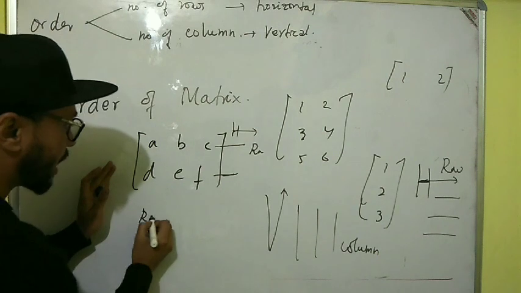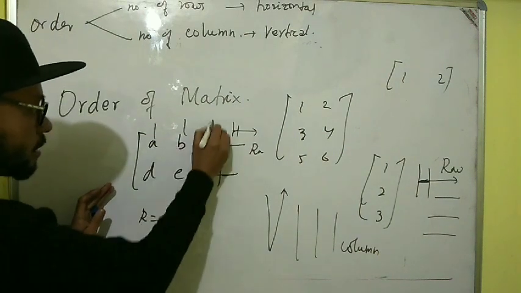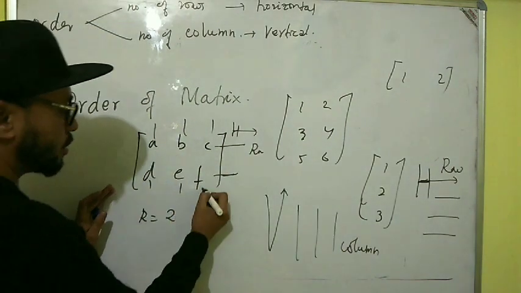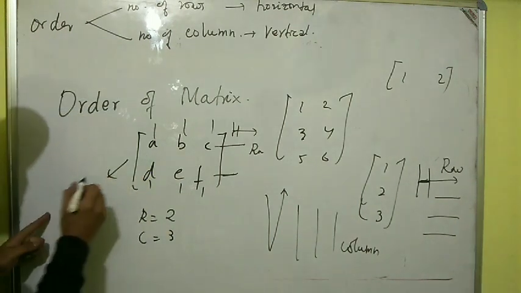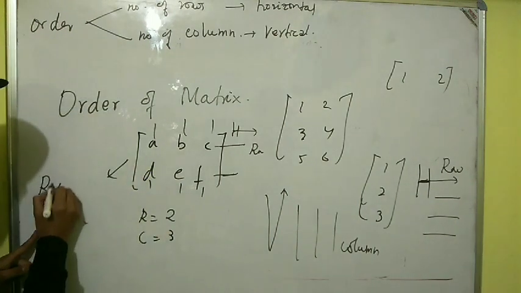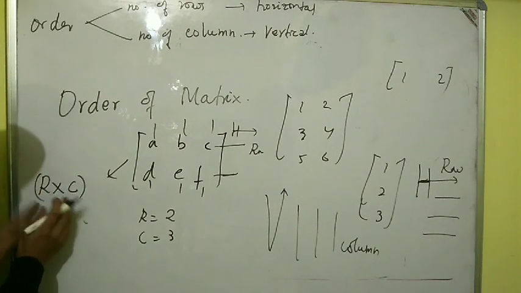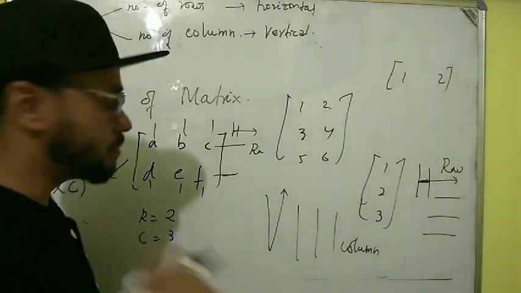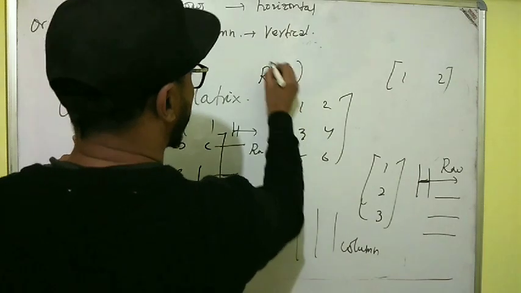So how many rows do we have? We have 2 rows here, 1, 2, and how many columns? Remember V is going up, so columns. 1, 2 and 3. So we have 3 columns. The order of this matrix we write as R cross C. This is not a multiplication sign, this is called cross. It means how many rows and how many columns. We are not multiplying the rows and columns. Keep this in mind. The order of the matrix is given by row cross column.